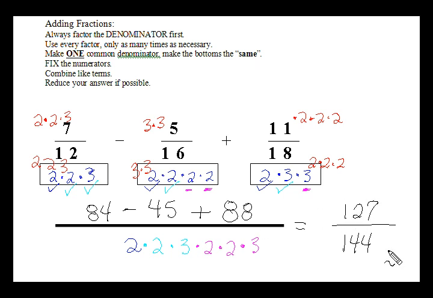Now remember, all fractions must be reduced in your final answer. So I know the only numbers that go into 144 are 2's and 3's. 127 is not even, so 2 won't go into it. And if we add the digits, 1 plus 2 is 3 plus 7 is 10. Since 3 doesn't go into 10, 3 doesn't go into 127. So this is our final answer.